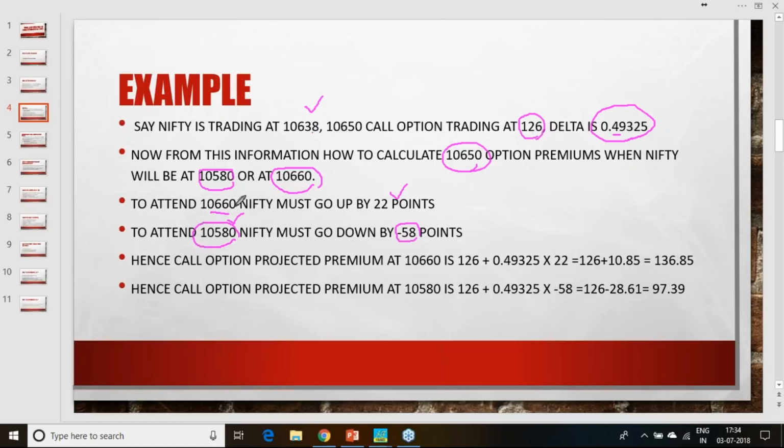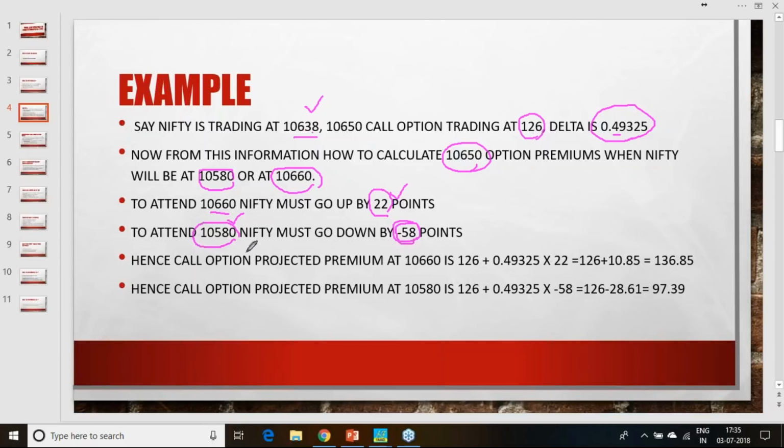Currently you are here. To achieve 10,580, it has to fall by 58 points. To achieve 10,660, it has to go up by 22 points. This is just layman's language. These levels, 10,660 or 10,580, are not any technical resistance and support, so don't correlate with that. They are just two price points I have taken. I have to move up 22 points to achieve the up target, and fall 58 points to achieve the down target.